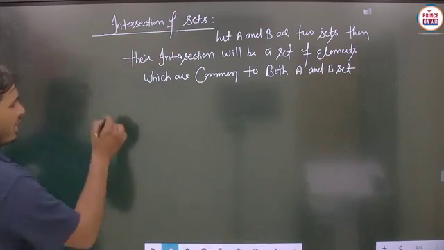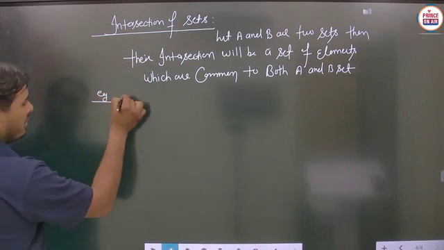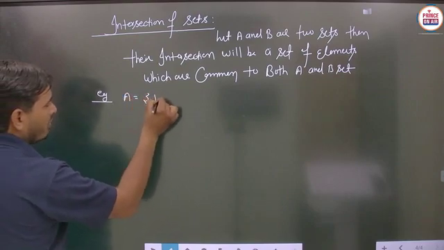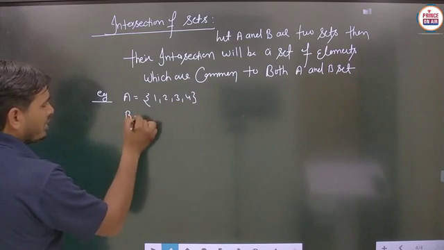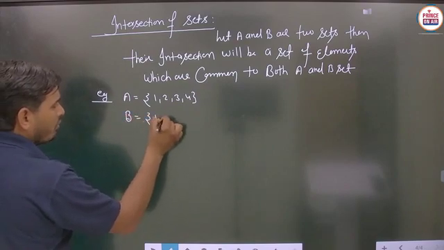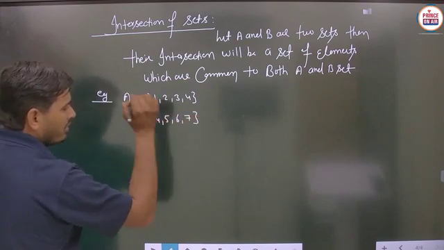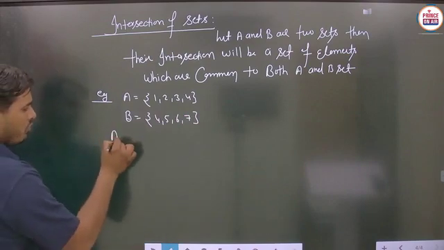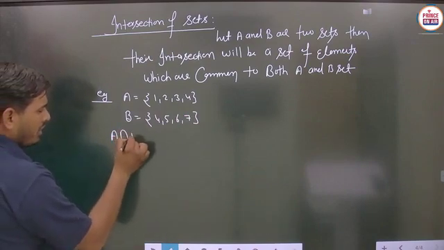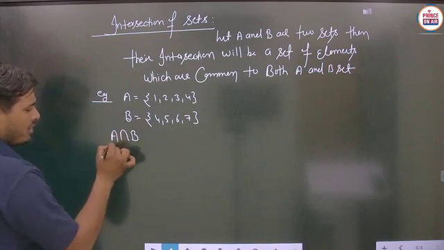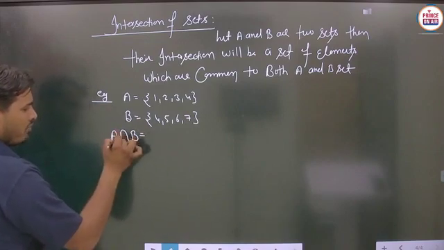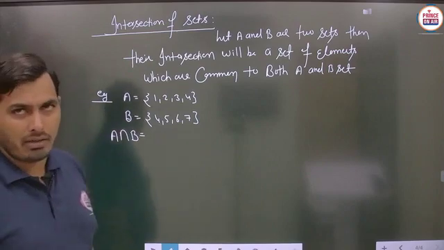Suppose we take a suitable example to understand this. Suppose set A is written like this: 1, 2, 3, 4, and the other set B is 4, 5, 6, 7. Is it clear? And suppose we have to calculate A intersection B. Now the union symbol is U, but the sign of intersection you have to see here. This is the symbol of intersection we have to keep in mind. Is it clear?